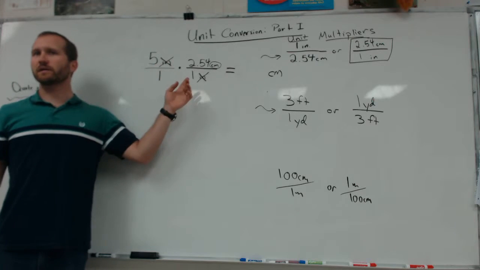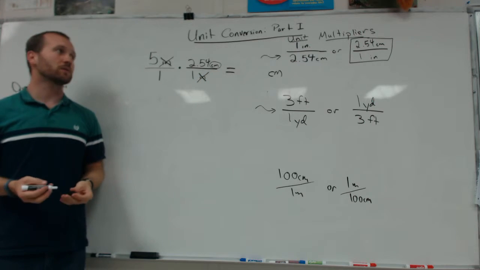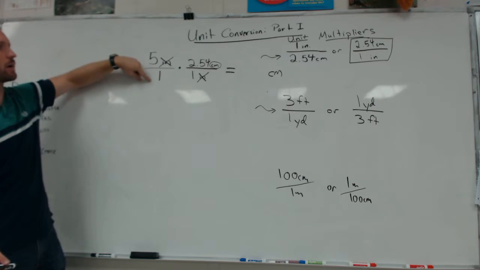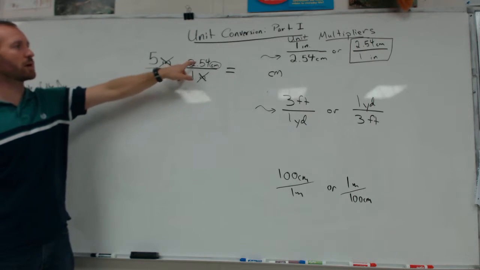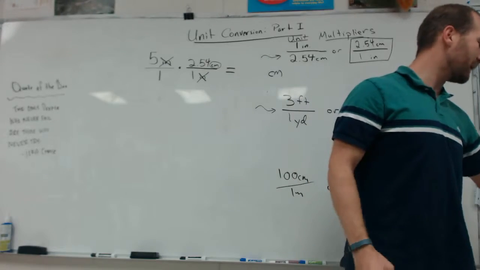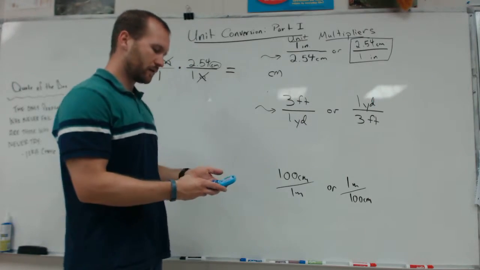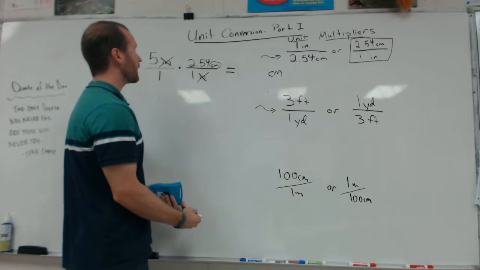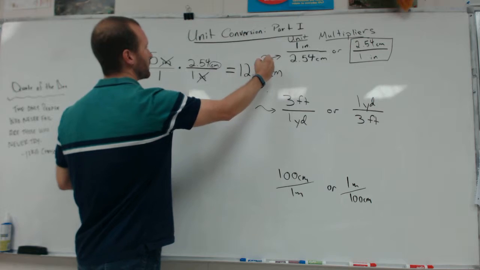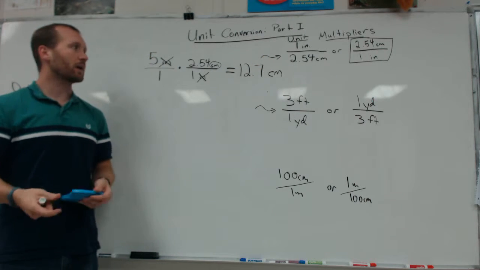So now I've dealt with my units. I like dealing with the units first, but you can do that last if you want to. The other pieces I have to deal with are the numbers. So here I have 5 divided by 1 times 2.54 divided by 1. And this is why I said to bring your calculators today. So we should have 12.7 centimeters. Okay, and how did we get that?